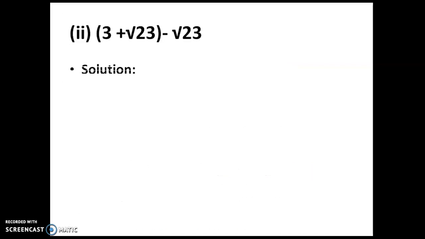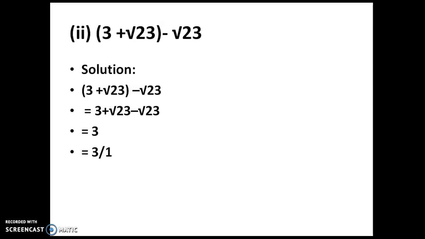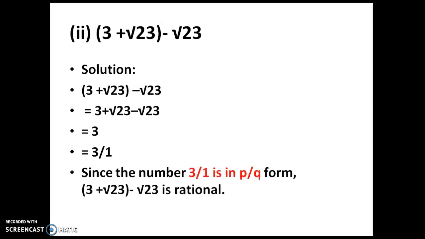Okay, the next problem: 5 plus square root of 23 minus square root of 23. For this solution, we first remove the bracket. If we remove the bracket, plus root 23 and minus root 23 are there, so plus and minus get cancelled. The answer we get is 3. How can we write 3 as a rational number? We can write it as 3 by 1, which is of the form p by q. So this is a rational number.